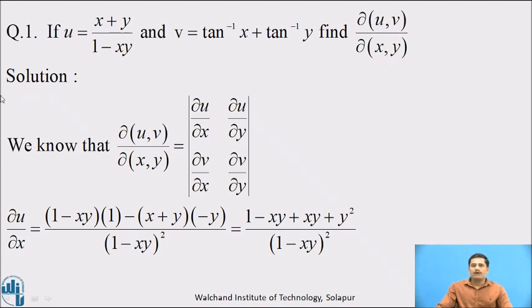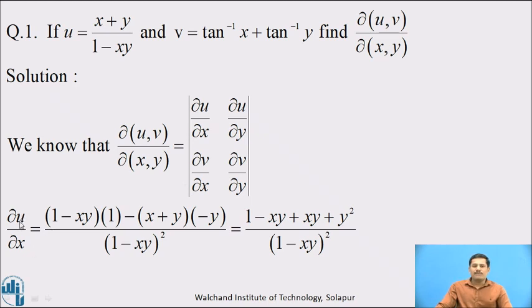Solution. Now here we have been provided two functions in two independent variables. Therefore, the Jacobian of these two functions with respect to x, y is defined by the 2 by 2 determinant, in which the first row contains the partial derivatives of u with respect to x, y, and the second row contains the partial derivatives of the next function v with respect to x and y. Now, in order to find this determinant, we must know all these entries. Let us find all these partial derivatives.